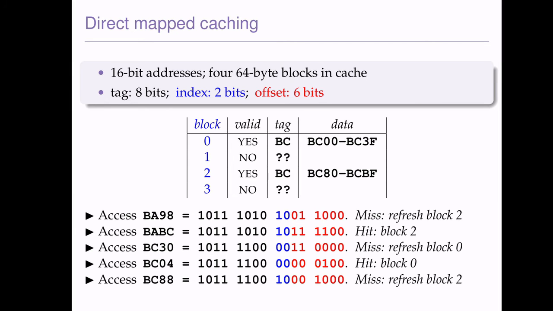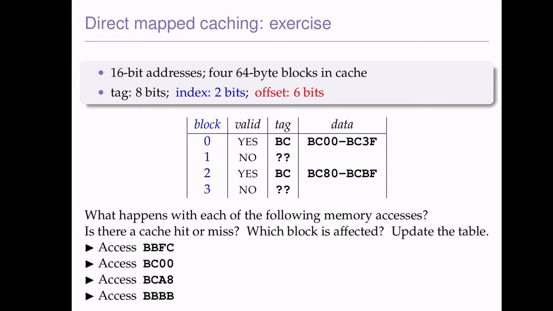Okay, so let's do more examples of this. So we have the same setup, 16-bit addresses, 4 64-byte blocks in the cache, tag is 8 bits, index is 2 bits, and offset 6 bits. So we start off with this setup. So let's try and figure this out. Is there a cache hit or a cache miss?